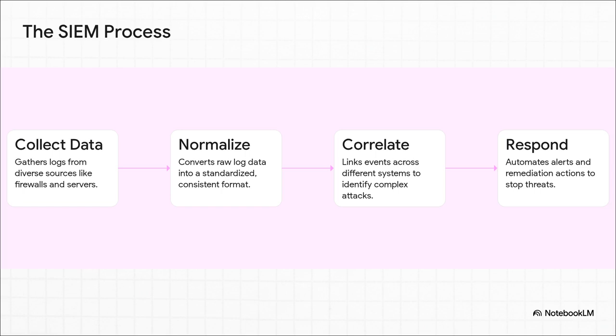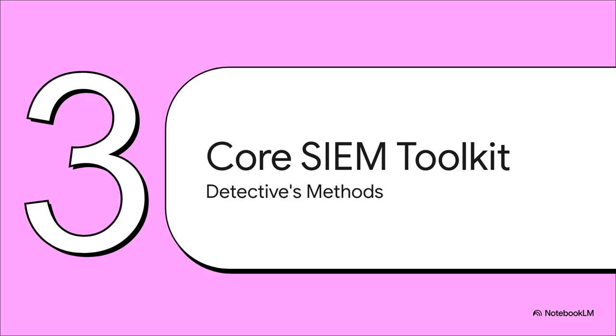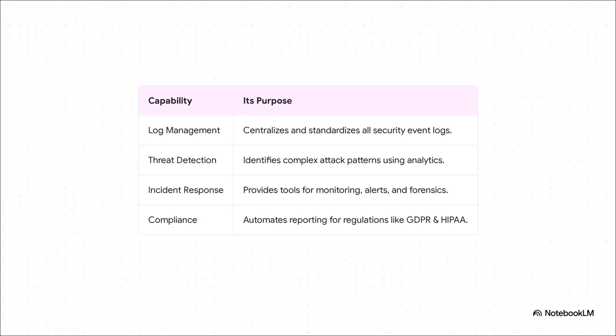All right, so every good detective has a toolkit, right? A magnifying glass, a fingerprint kit. Well, a SIEM is no different. It comes with a few absolutely essential capabilities that make it such a powerful partner for any security team out there. This toolkit really has four main gadgets.